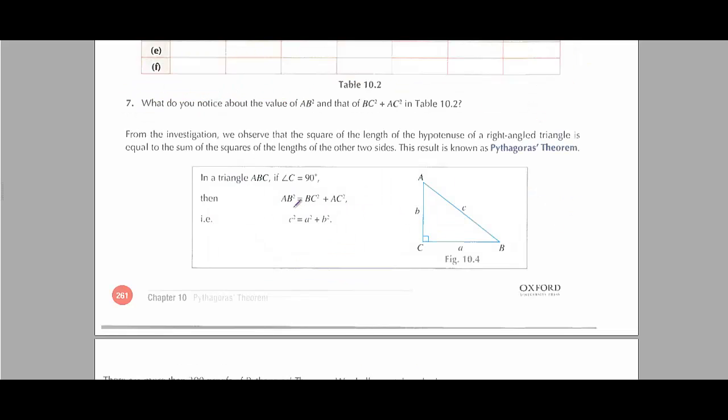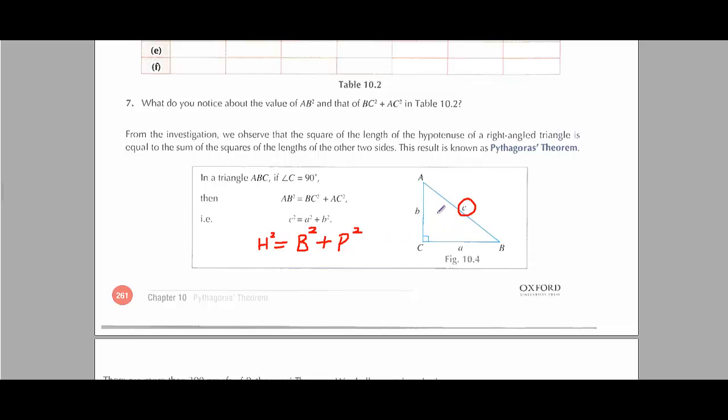So here we have Pythagoras theorem. What is Pythagoras theorem? Hypotenuse square is equal to base square plus perpendicular square. So this is the formula for Pythagoras theorem.